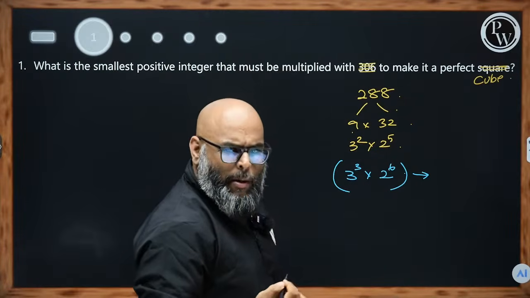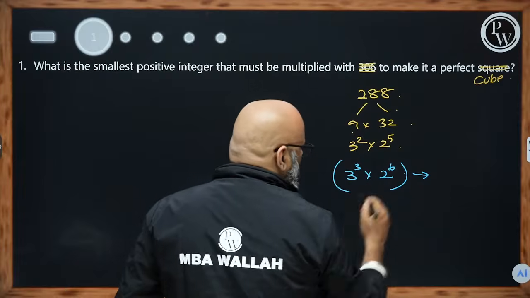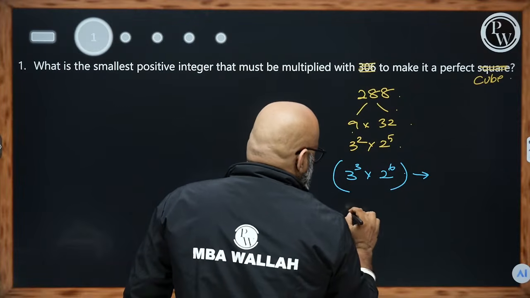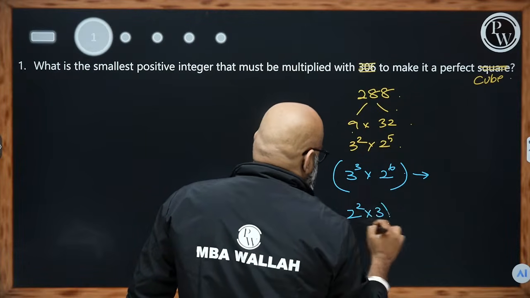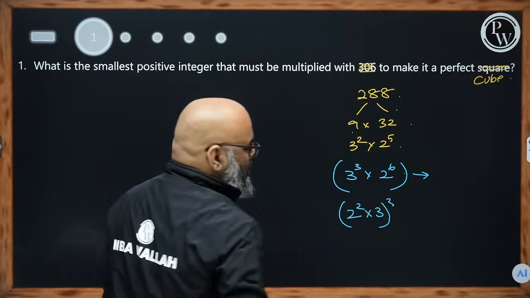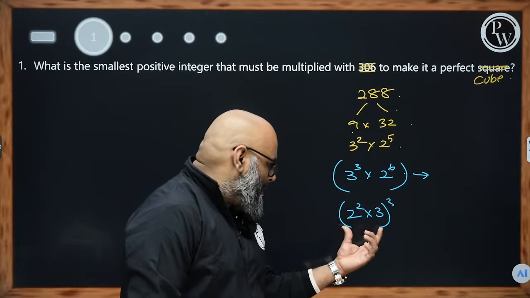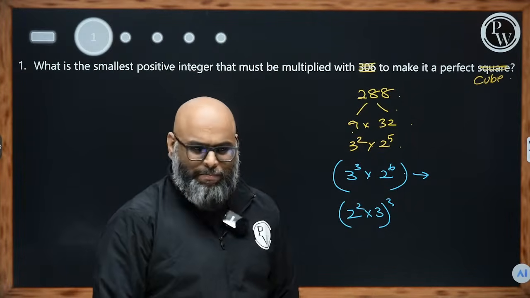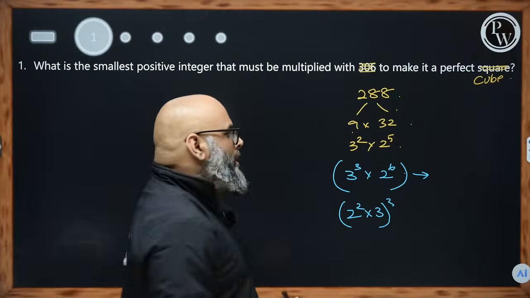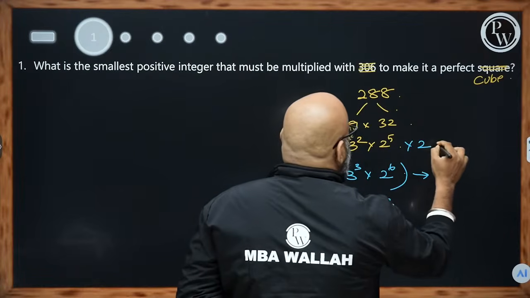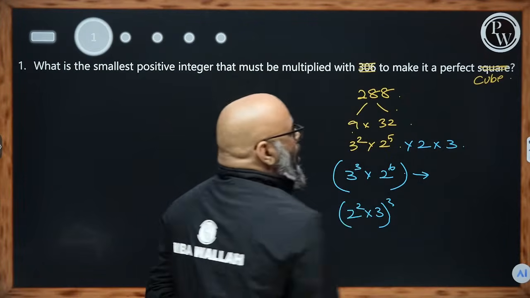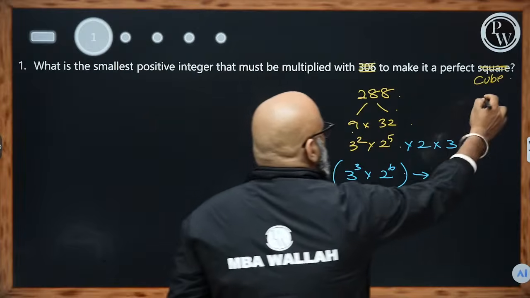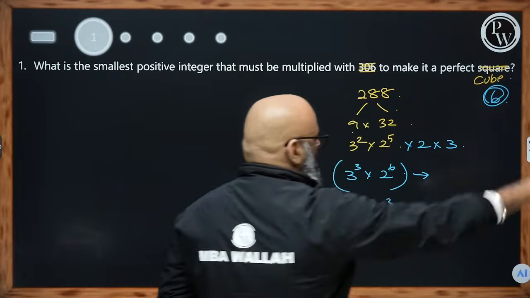Why am I calling it a perfect cube? Because I can take out the 3 common. I can write this as 2 square into 3, the whole power 3. Whatever number this is, power 3 is a perfect cube. So what should you multiply this with? Multiply it with a 2, multiply it with a 3, or instead multiply it with a 6.